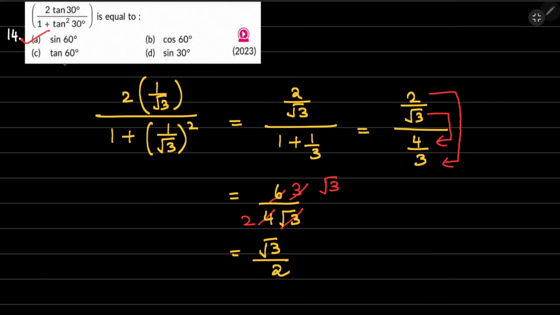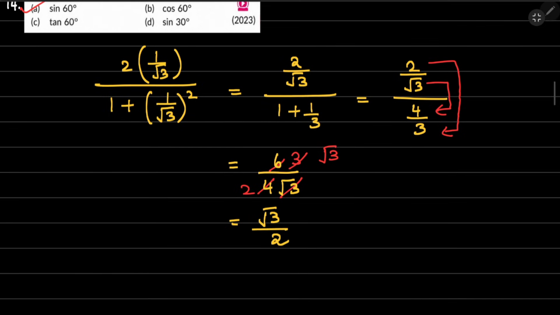What is tan 60? It is root 3. Cos 60, 1 by 2. What is sine 30? Again 1 by 2. So what is root 3 by 2? Sine 60 is root 3 by 2.